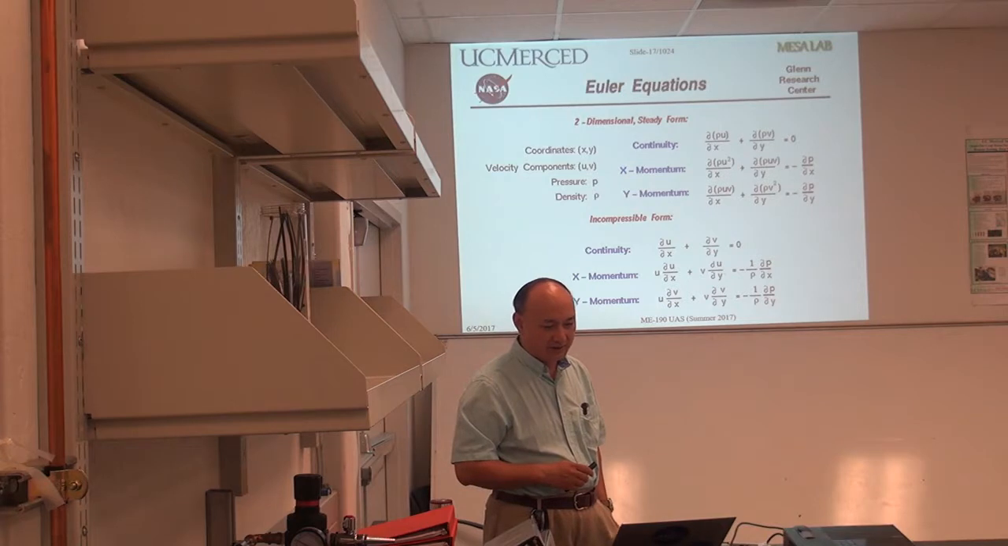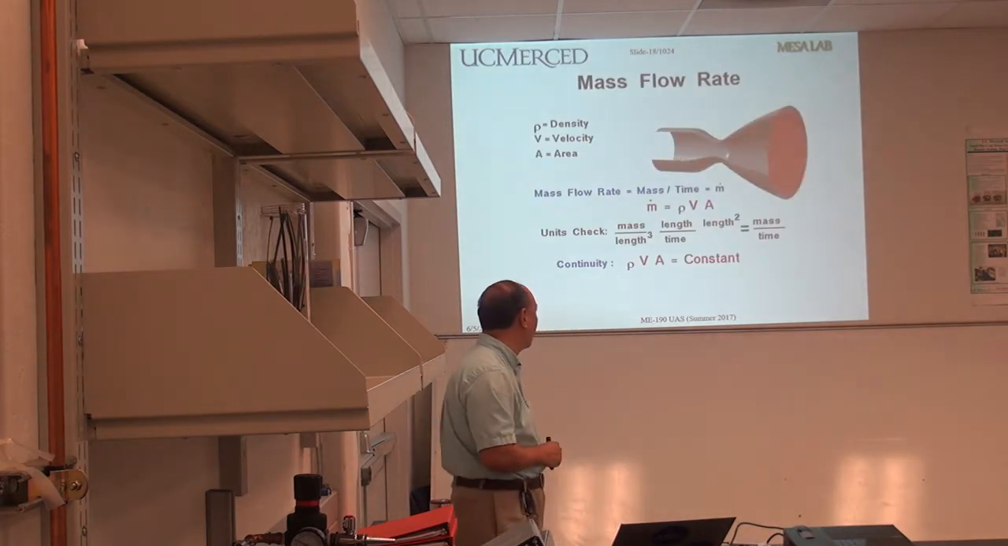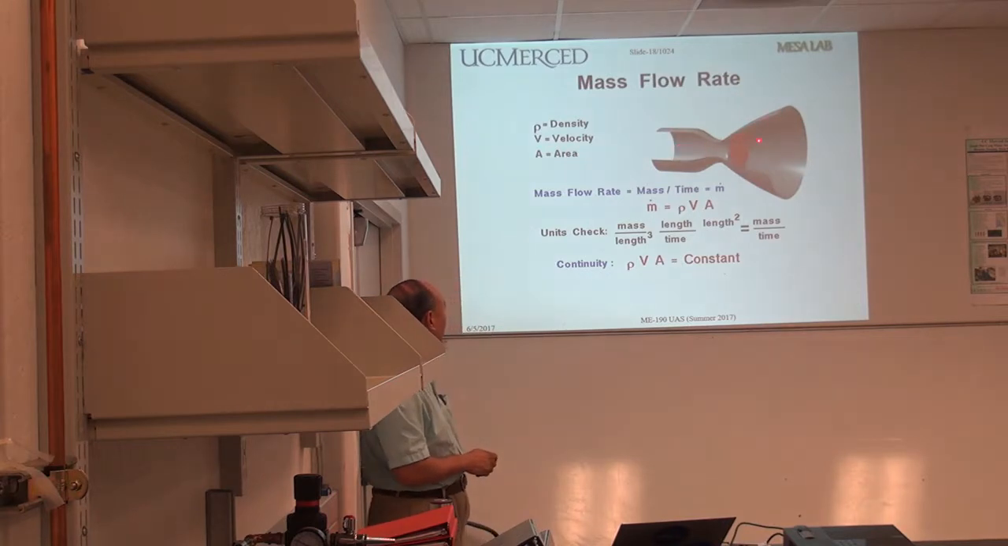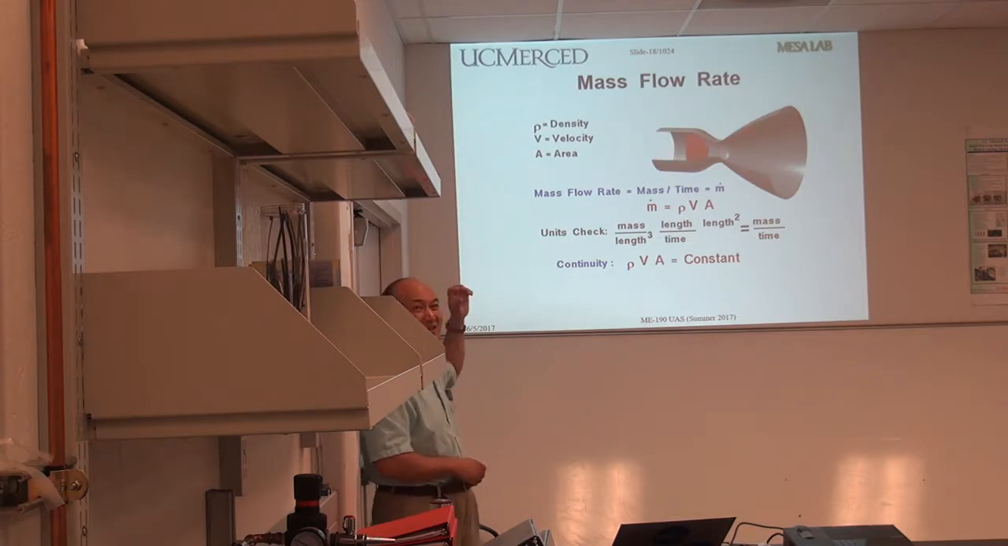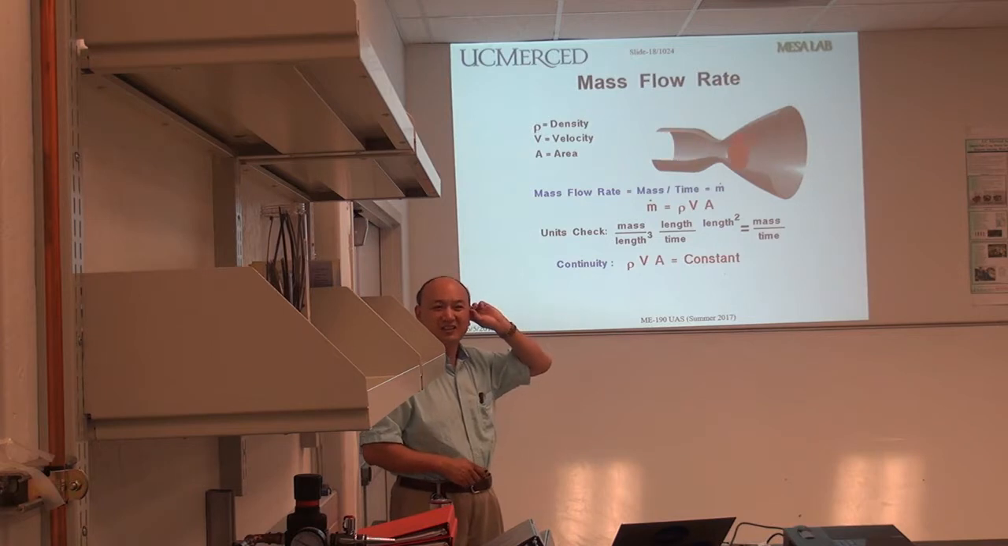All right. So now let's talk about mass flow rate. So you have something going from here, and then it gets amplified in here. So density, velocity, area is the cross-section area. So you are going to see that the mass flow rate is rho times V times A. So you need to check. This is very good. This is called dimensional analysis, or units check.